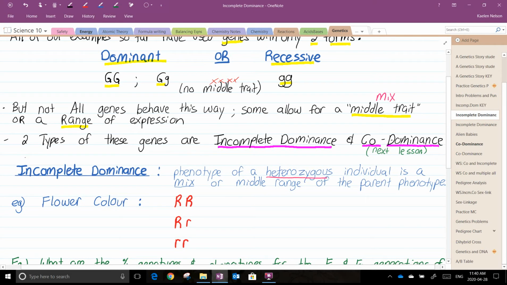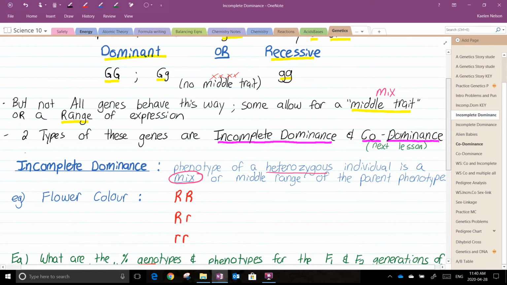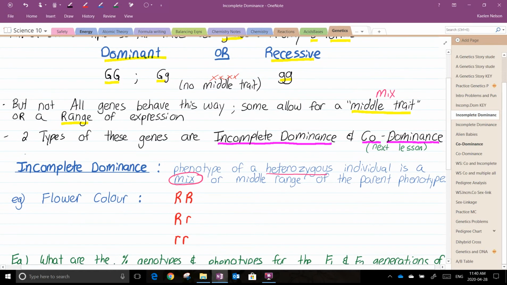An example for incomplete dominance, where the phenotype of the heterozygous, that's where you have a big and a small letter, is a mix of your two parents, is flower color. Flower color in Snapdragon is most common for incomplete dominance. Big R is our red flower. Big R, little r turns out to be a pink flower. And little r is a white flower.